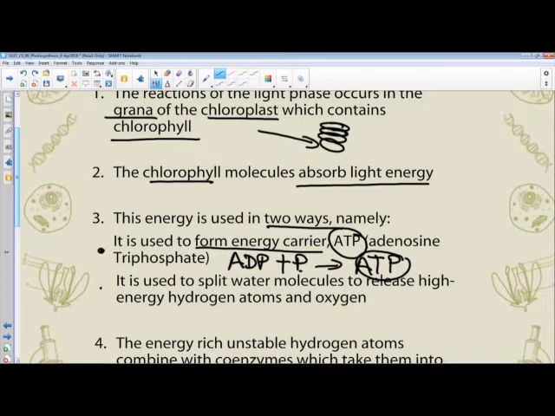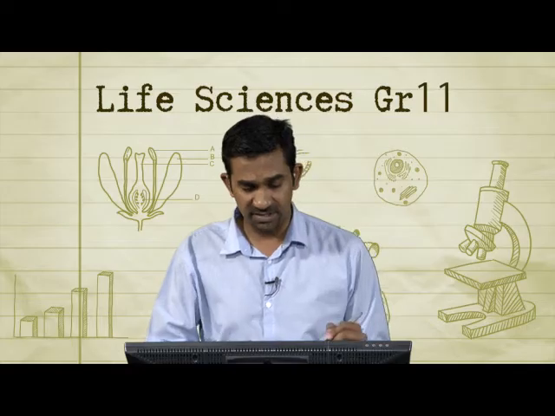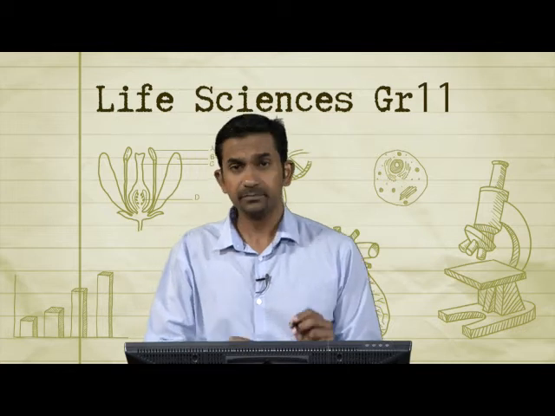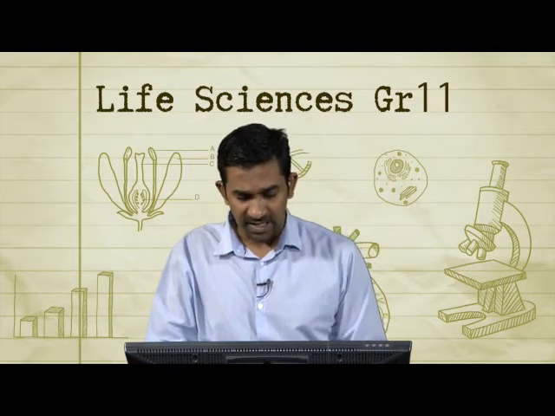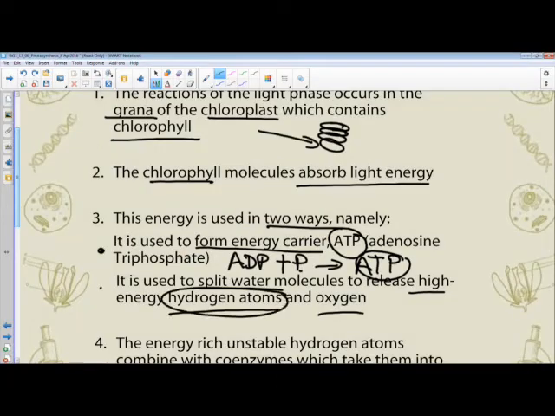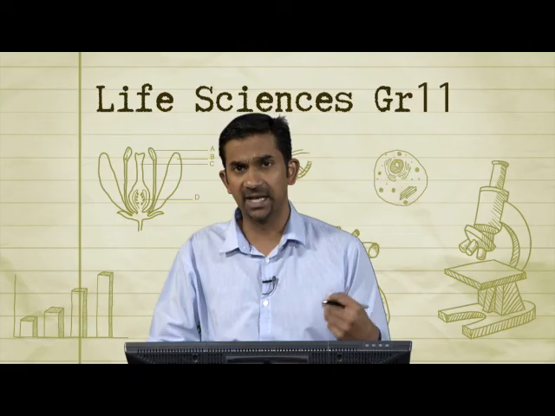It is used to split water molecules to release high energy hydrogen atoms and oxygen. So essentially what happens in this stage is that ATP is produced, and high energy hydrogen atoms are released. These high energy hydrogen atoms are relatively unstable, and hence they are the energy source that is going to be used in the light independent phase.